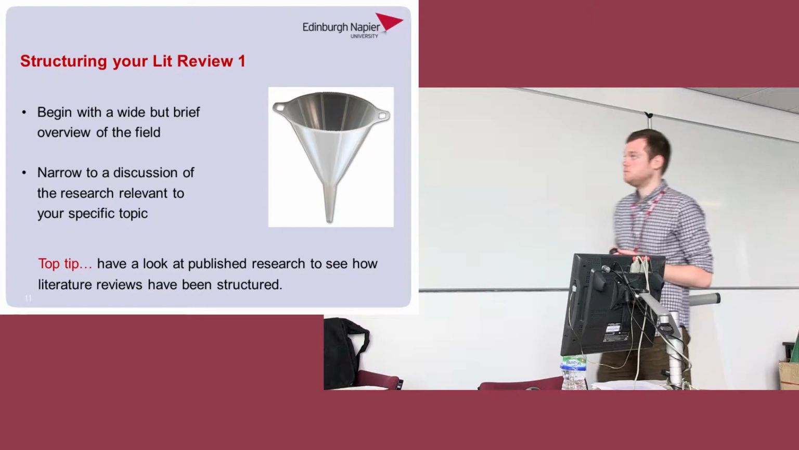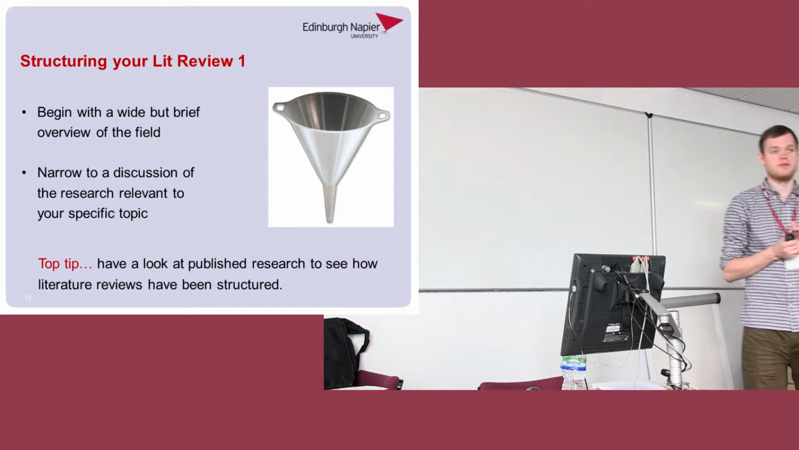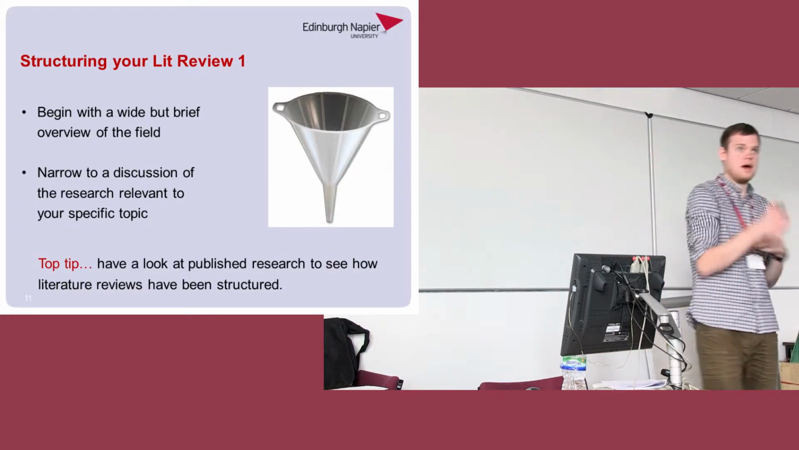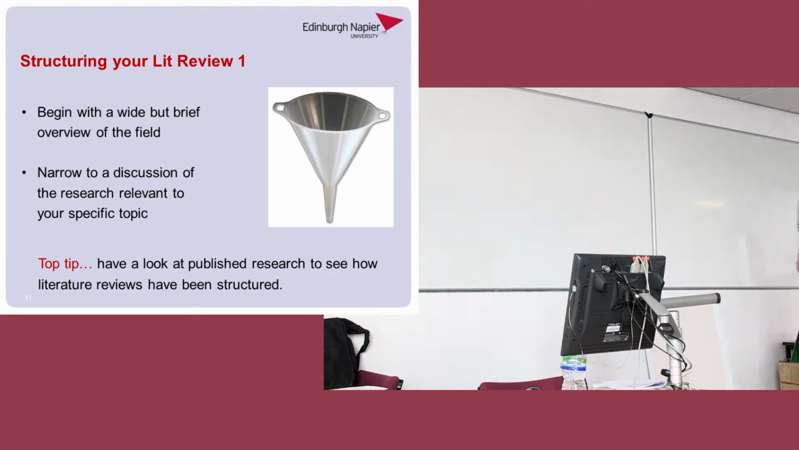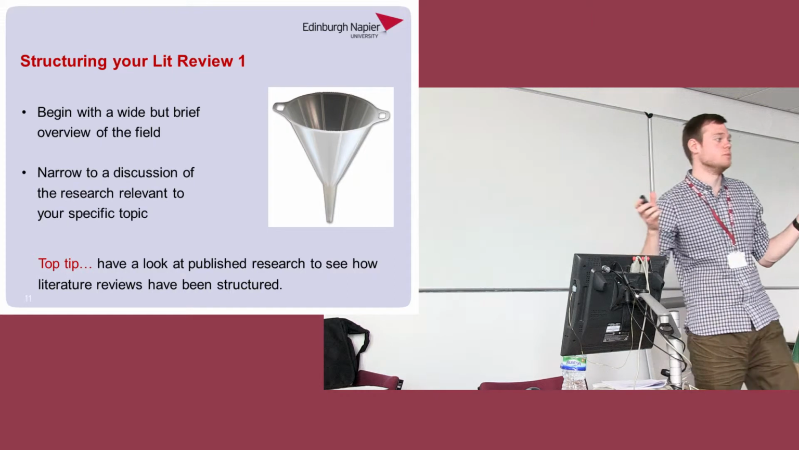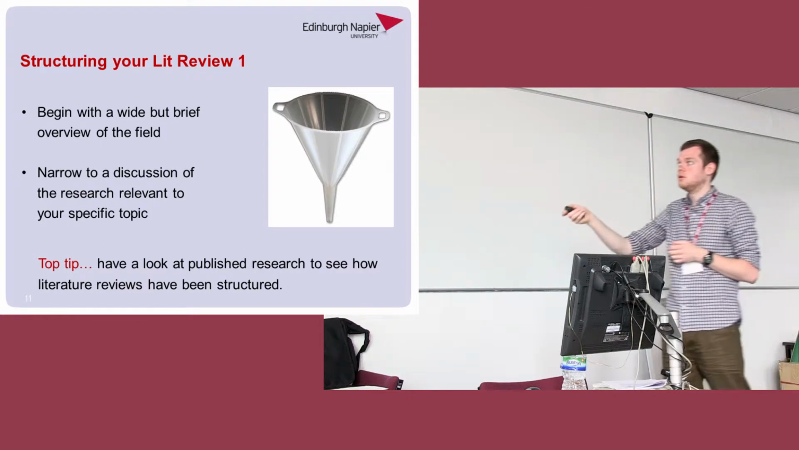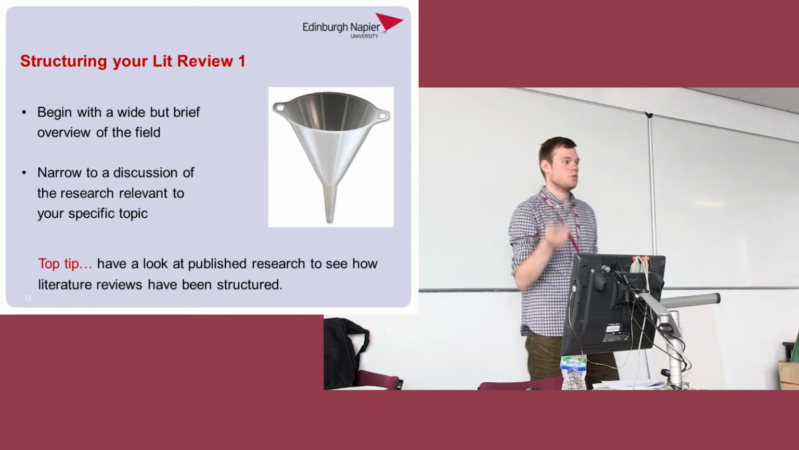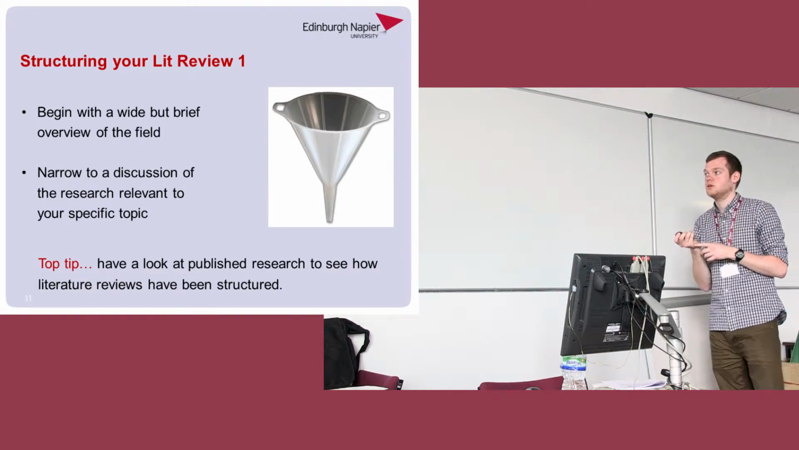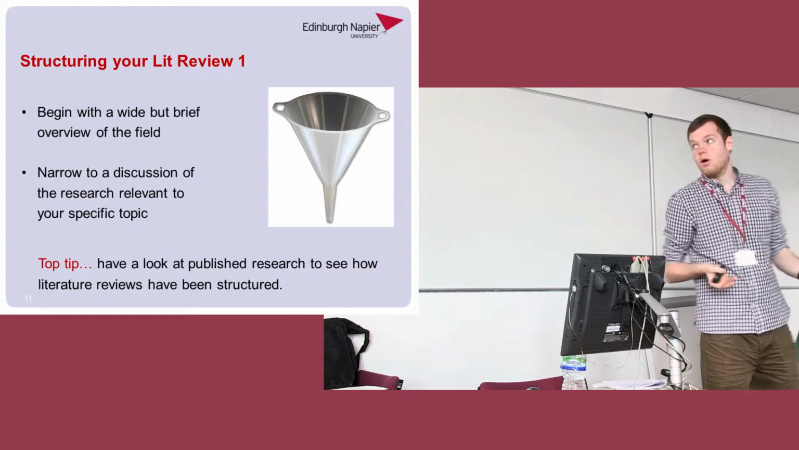So, structuring your lit review. It's kind of the funnel approach, as we call it. So begin with a wide but brief overview of the field. My undergrad dissertation topic was anxiety in golf putting. So to start with, a broad overview would be anxiety. That would be the top. And then working down, you go into anxiety in sport, then anxiety in golf, then anxiety in golf putting. So you're starting off with a nice broad overview, giving the reader examples of the topic area.